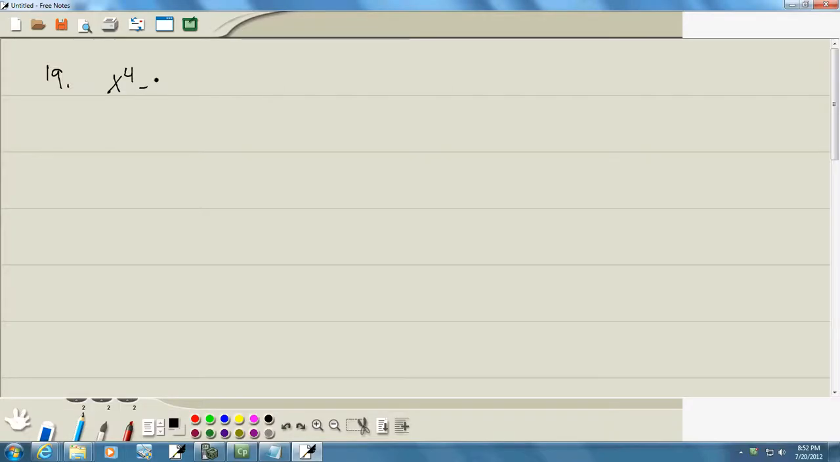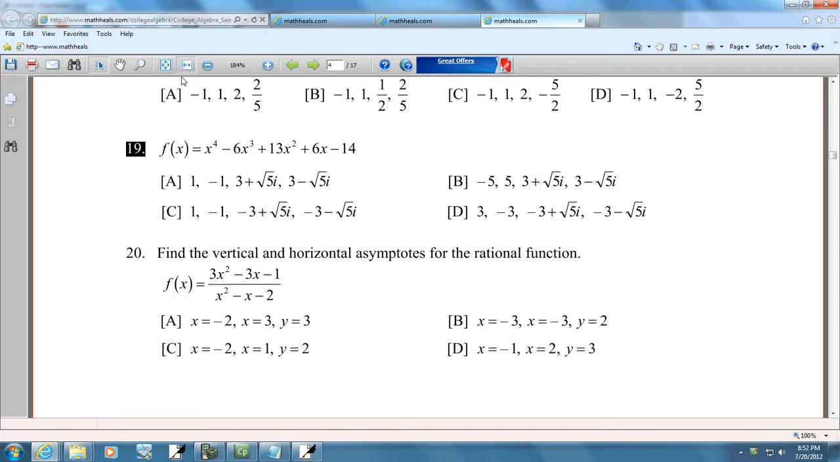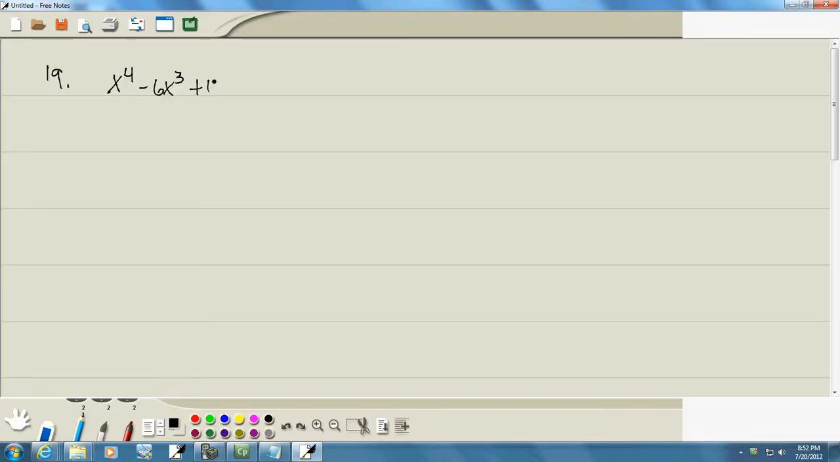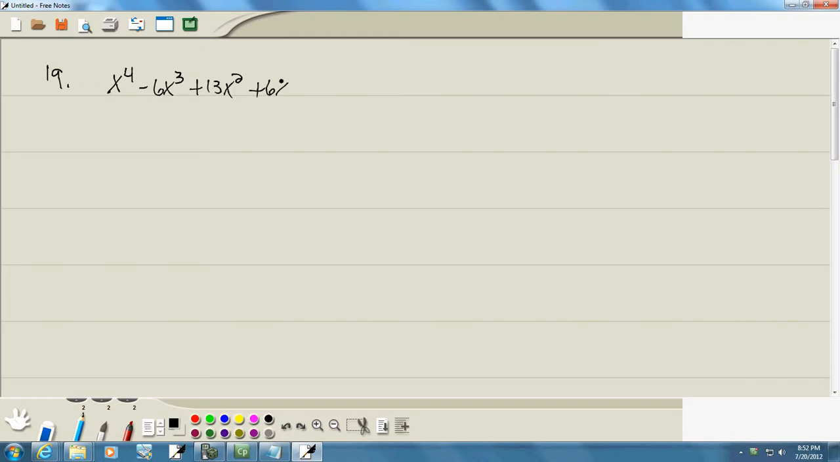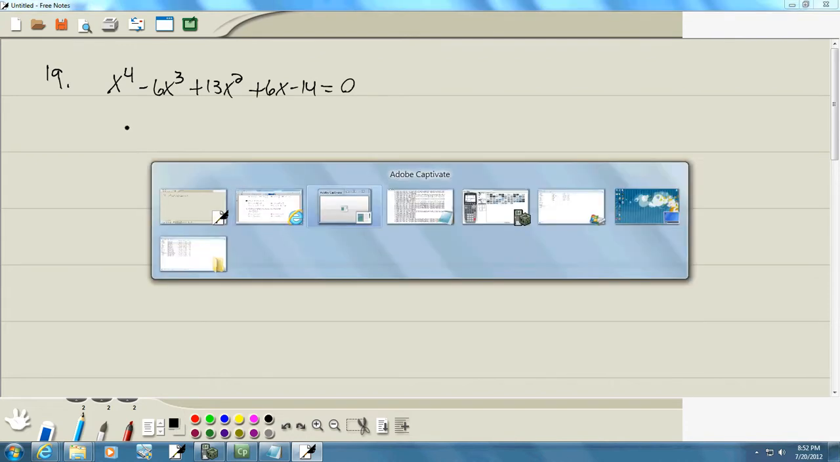Which means we got x to the fourth minus 6x to the third plus 13x squared plus 6x minus 14 equal to 0. And our largest power is the fourth, so it means we're going to have four answers. Well, let's first go plug this in the calculator.